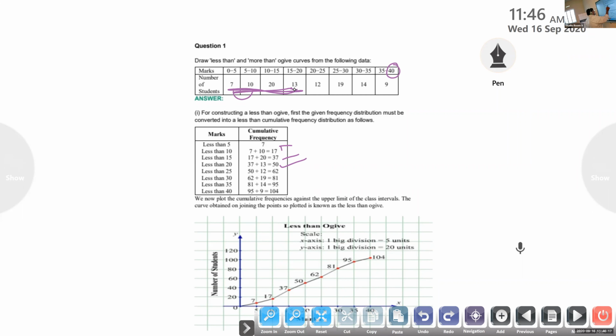So less than 25: 50 plus 12, altogether 50 plus this 12, so the answer is 62. Is that idea clear? Is this idea clear or not? So we prepared the table to construct the graph here. So you can see here now.